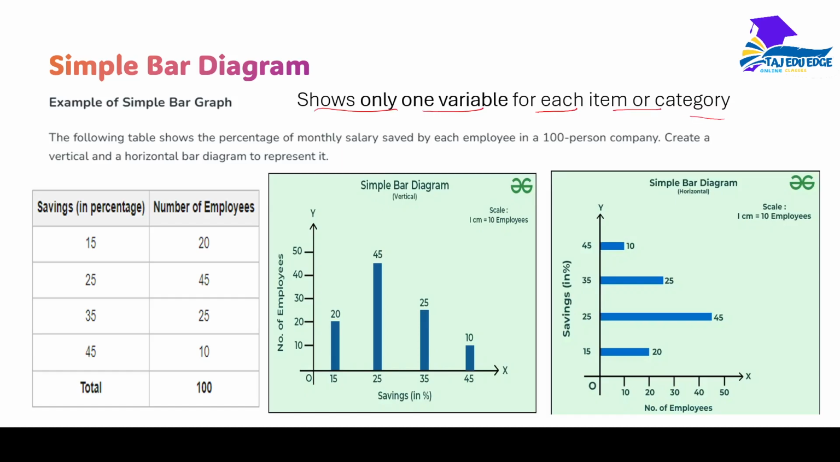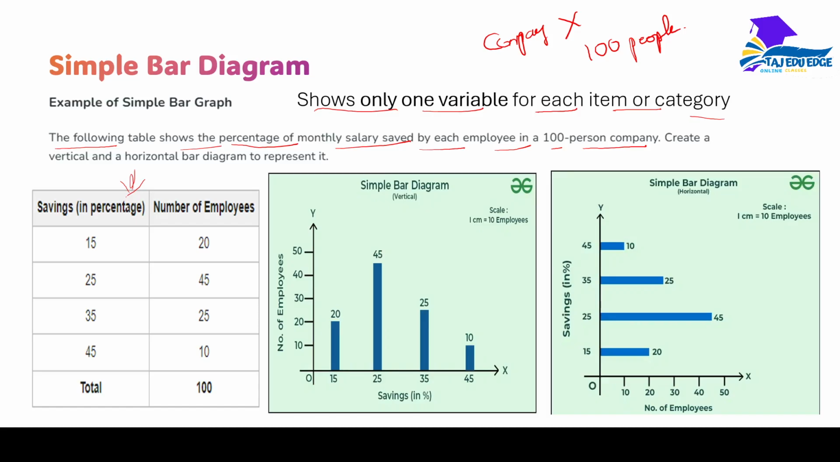Only one variable. For example, the table which you are seeing here shows the percentage of monthly salary saved by each employee in a 100-person company. Let's assume there is a company X. In that company there are 100 people working.